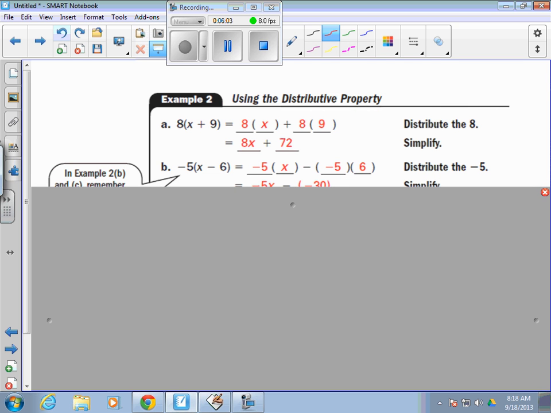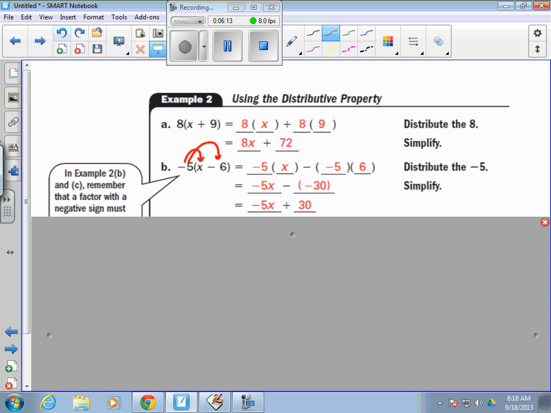Letter B says negative 5 times X minus 6. You have to distribute negative 5 times X is negative 5X, and negative 5 times negative 6. A negative times a negative is going to be a positive 30. So negative 5X plus 30.